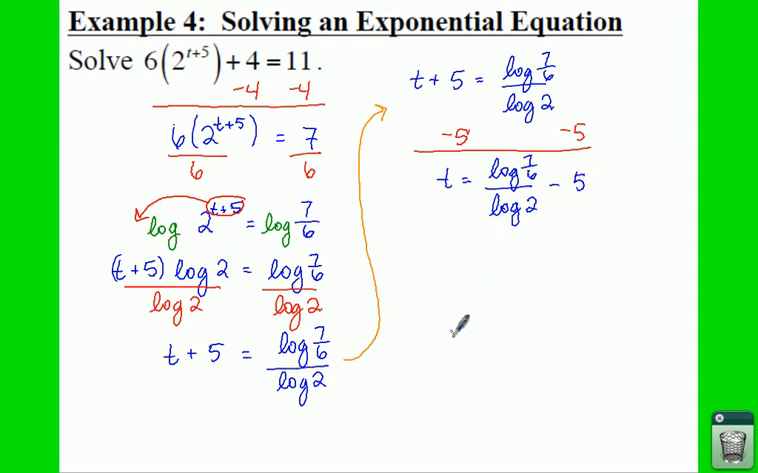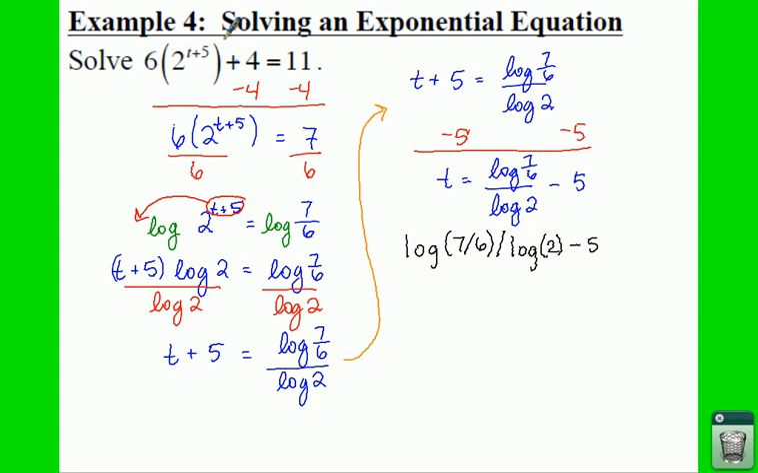So if you plug these values in, when you go to your calculator, you're going to plug in log of 7/6. Make sure you put parentheses around your 6. Then divide by the log of 2. Put parentheses around that, the 2, and then minus the 5. So when you type it in your calculator, it's going to look something like this: log 7/6 in parentheses, and another slash for division, log 2 minus 5. That's what it should look like.